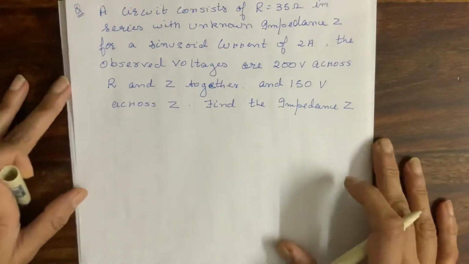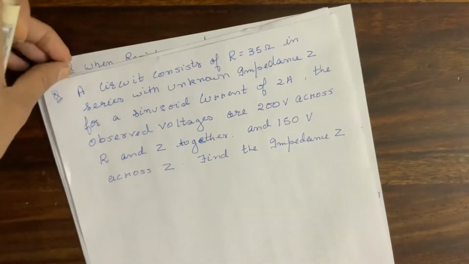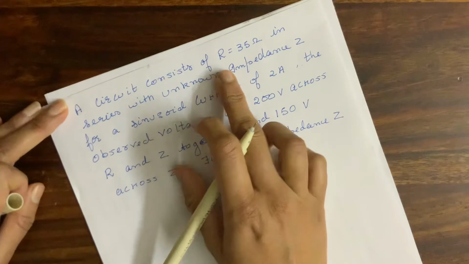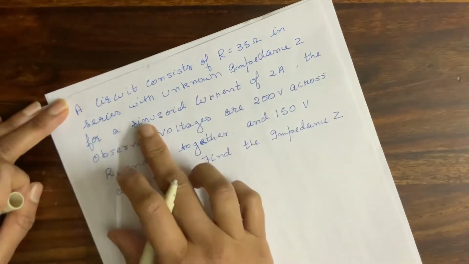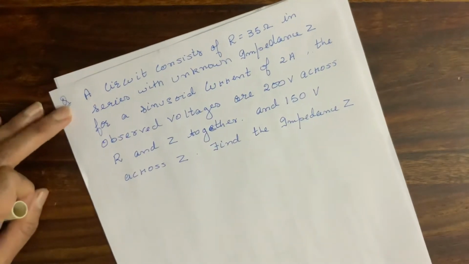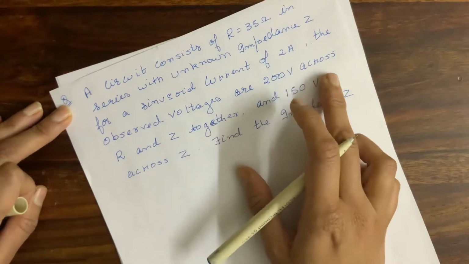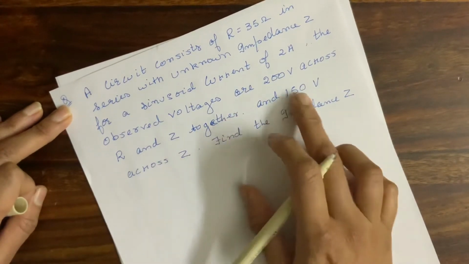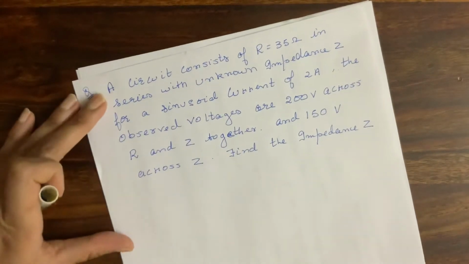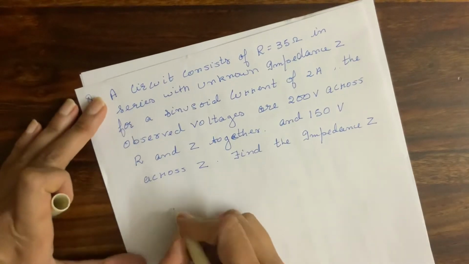Now let's see the next numerical. According to this numerical, a circuit consists of R equal to 35 ohm in series with an unknown impedance Z, for a sinusoidal current of 2 ampere. The observed voltages are 200 volt across R and Z together and 150 volt across Z. Find the impedance Z. So here I am considering a circuit diagram like this.